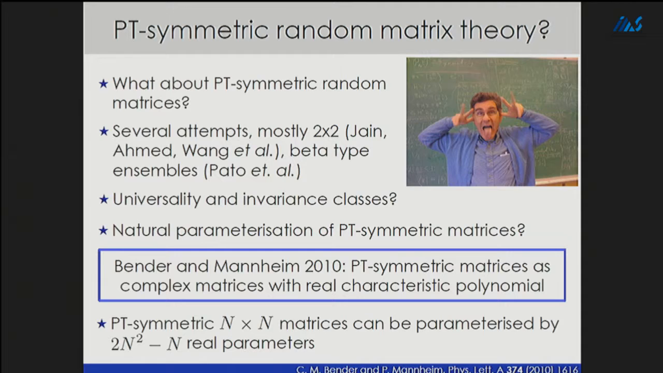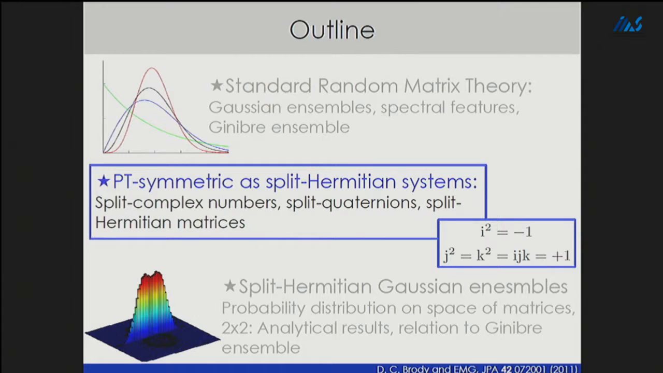And I think Qinghai, where's Qinghai? Is there? You've been doing the parameterization for 2x2, right? And then you started an explicit one for 3x3, which I think actually had fewer parameters. Yeah, but it's a bit challenging. Which I think is one of the main obstacles to constructing the random matrix theory, because you need to find a natural way to actually construct your ensemble. So here comes in the second part I want to talk about, which is the interpretation of a PT symmetric matrix as a split Hermitian matrix.